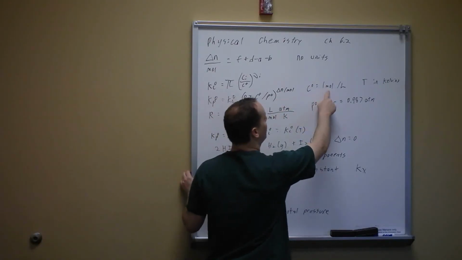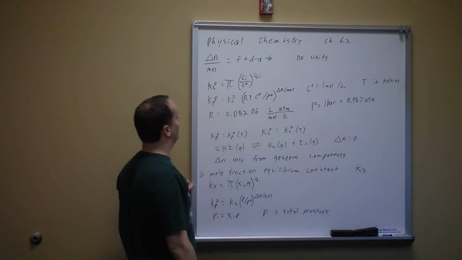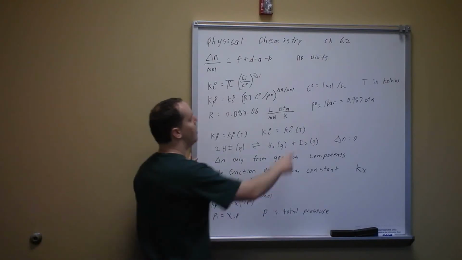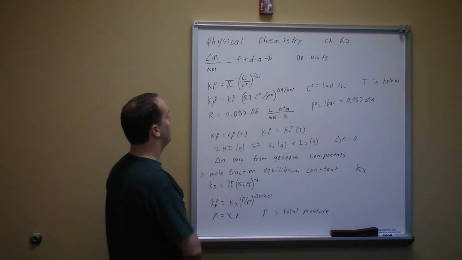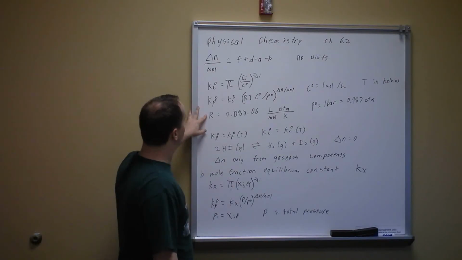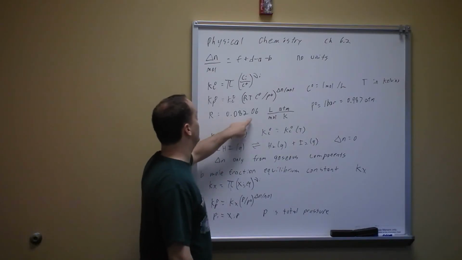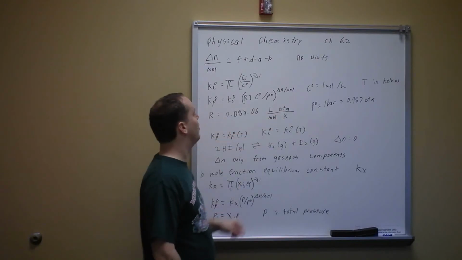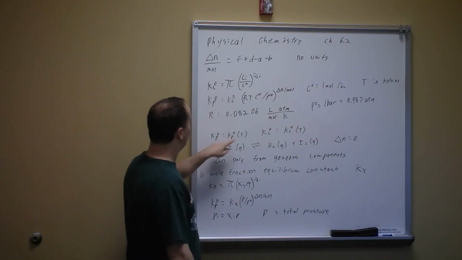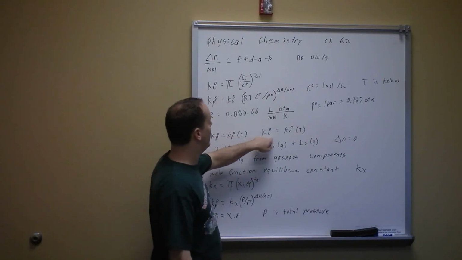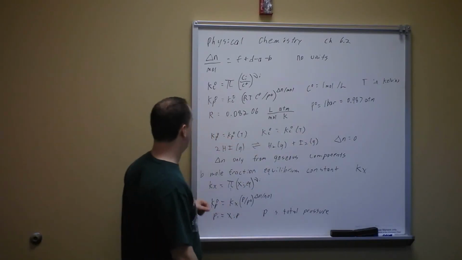Remember, C naught we defined as 1 mole per liter. Temperature has to be in kelvins. Now, P naught we defined as 1 bar, or 0.987 atm. And we're going to probably use the R gas constant as 0.08206 liter atmospheres per mole kelvin. Kp naught, remember, is dependent on temperature. Kc naught is also dependent on temperature.